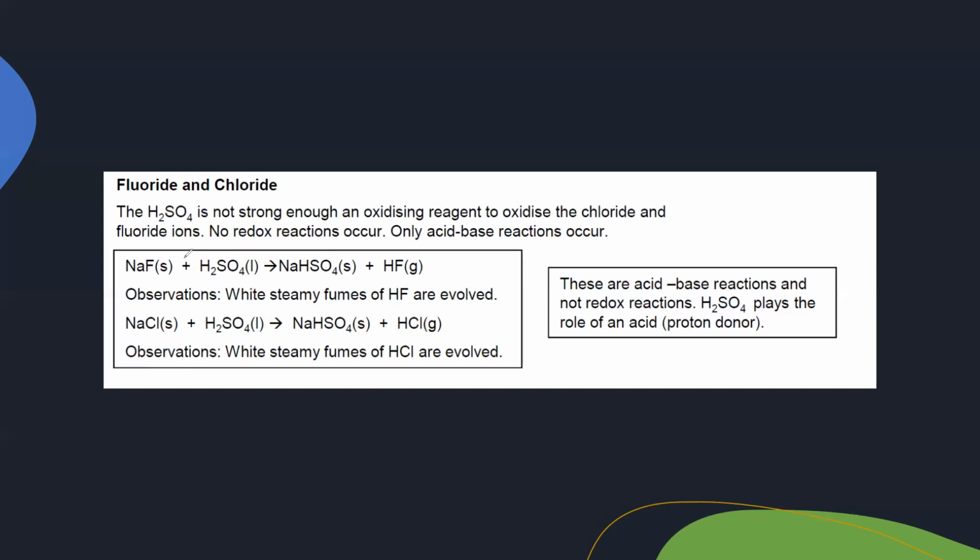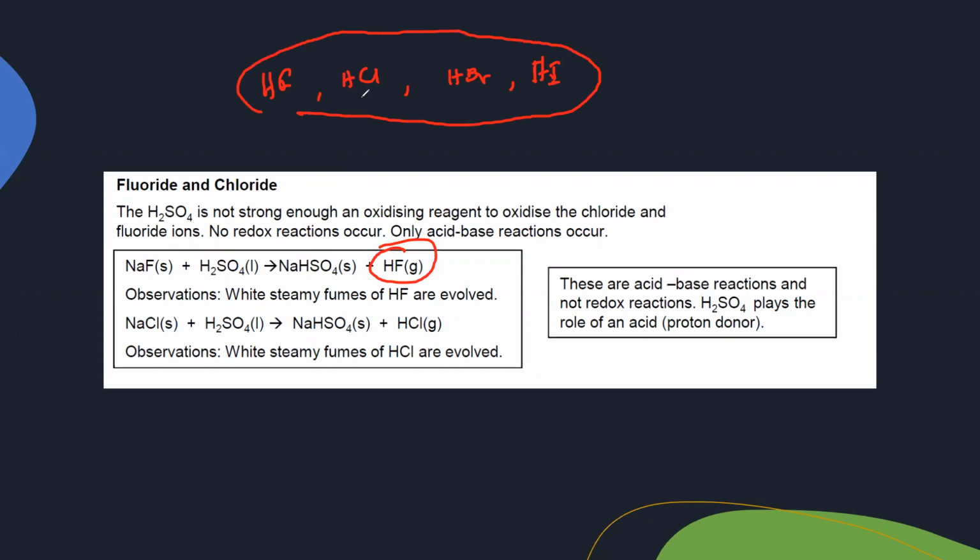bases are proton acceptors. So H2SO4 is donating a proton and NaF is accepting a proton. That's why we call this an acid-base reaction, but this is not a redox reaction. And whenever you get hydrogen fluoride, HF, or HCl, or HBr, or HI, these are all misty fumes. Whenever these gases are given off, what will be the observation? It will always be a misty fume.